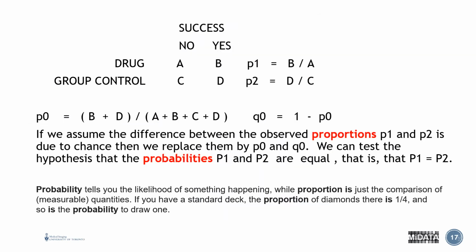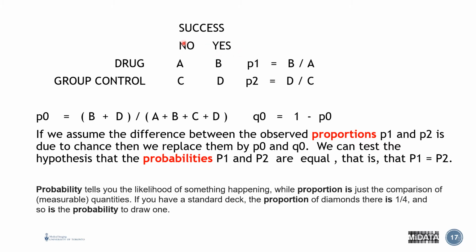Okay, let's talk a little bit about proportions and probabilities. So you can see here that we have the same 2x2 table where we are looking for an association between our two categorical variables: our group variable, where we have drug and control, and our outcome, which is success, yes, treatment successful, no, treatment not successful.